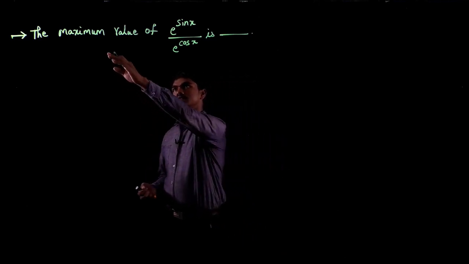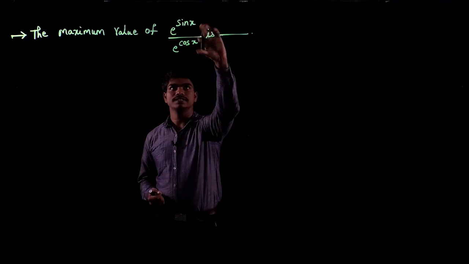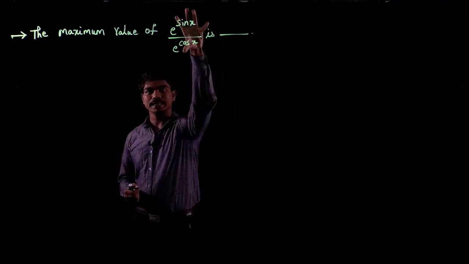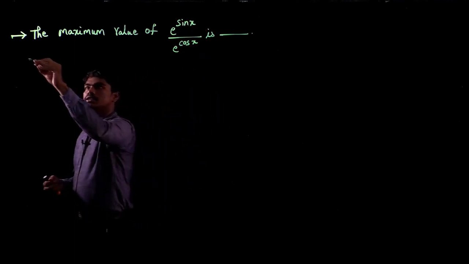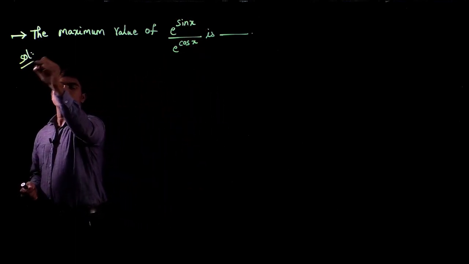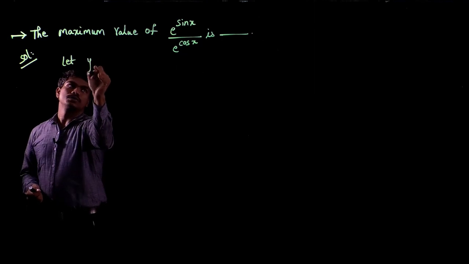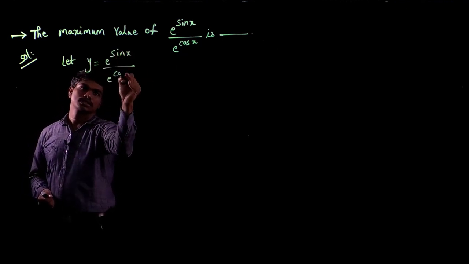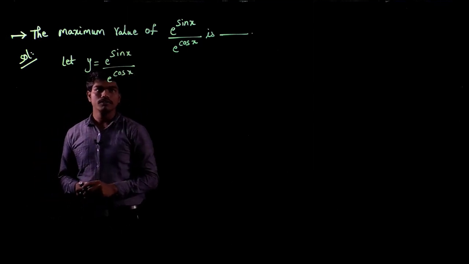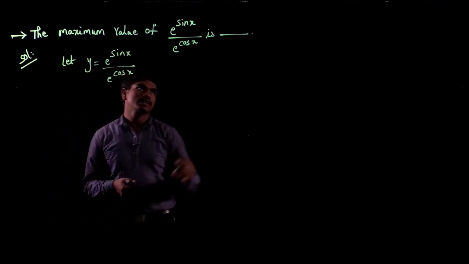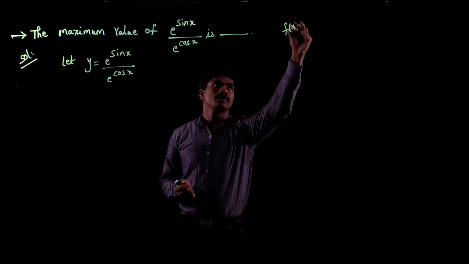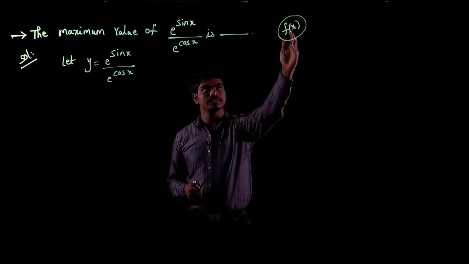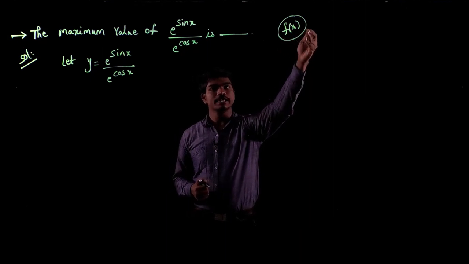So if you look at here, this is one more question that came in GATE. The question is like this: the maximum value of e power sin x divided by e power cos x. So if this is a given function, we need to find the maximum value of this particular combination. So let us try to solve that. Let y is equal to e power sin x divided by e power cos x. Now directly you know one thing, that if there is any function f of x and if you want to find the maximum value or minimum value of this function, the first step is you will differentiate this function with respect to x and equate it to 0.